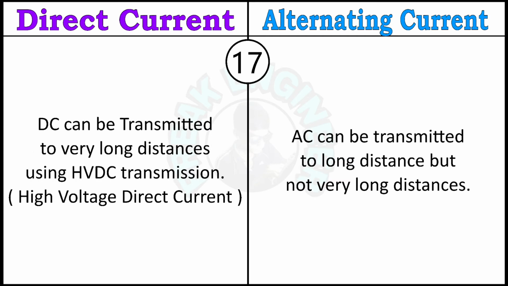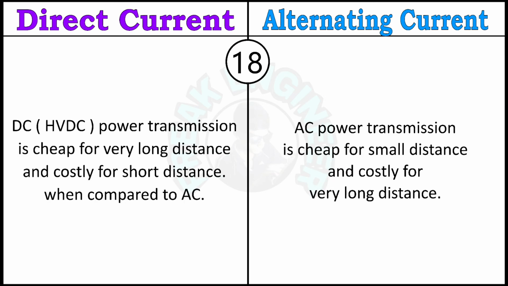Number 17. DC can be transmitted to very long distances using HVDC transmission, and AC can be transmitted to long distances but not very long distances. It lacks efficiency. Number 18. DC power transmission is cheap for very long distances and costly for short distances when compared to AC. And AC power transmission is cheap for small distances and costly for very long distances.